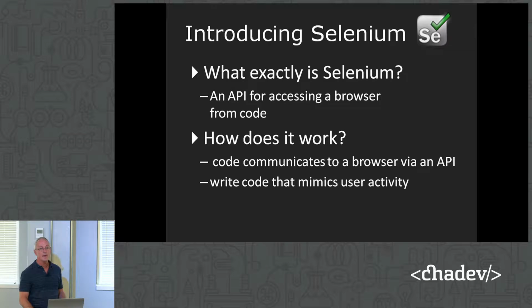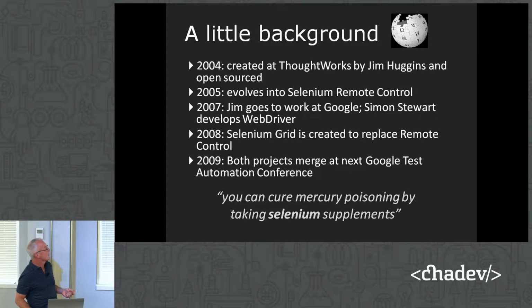So let's get started. What exactly is Selenium? In a real simple context, it's just this very simple API that allows you to write code to talk to a browser. So your code communicates to the browser via the API, and you write code that's going to mimic a bunch of user activity. Now, before we get into that, let's talk about where it came from.